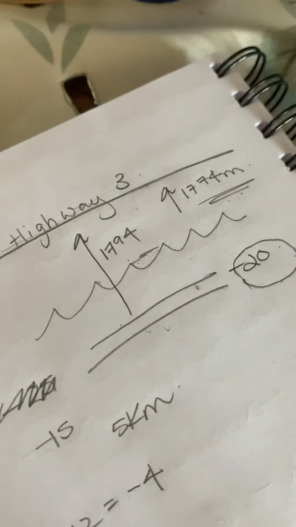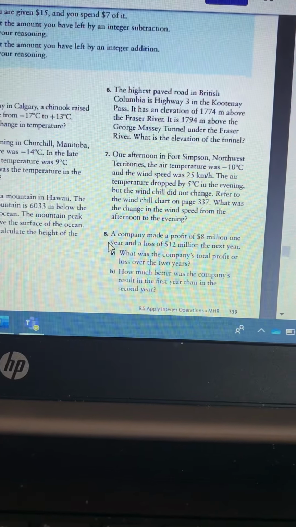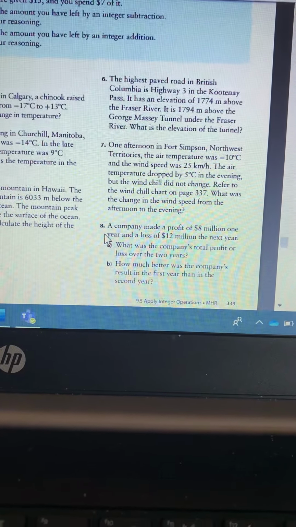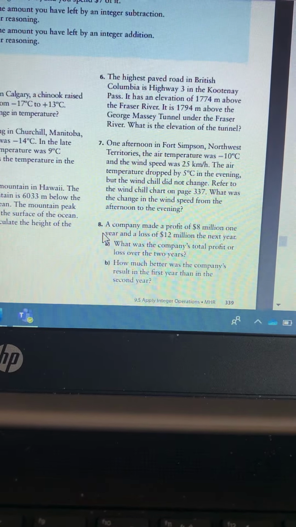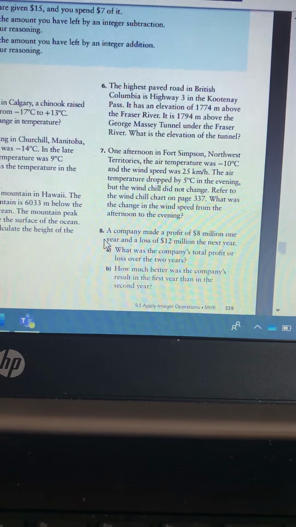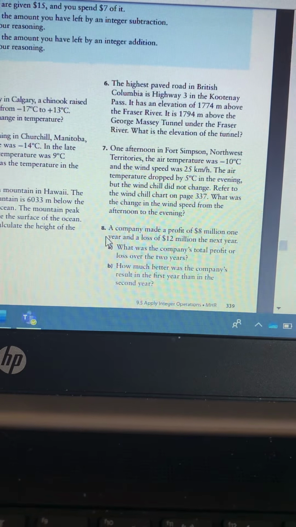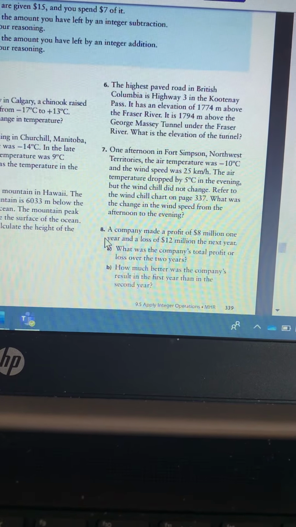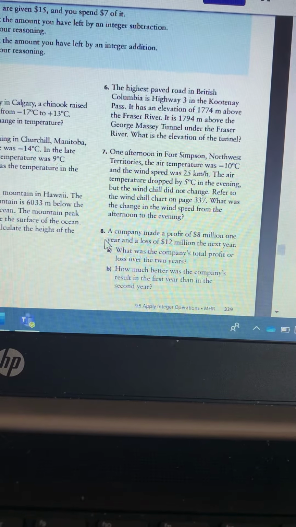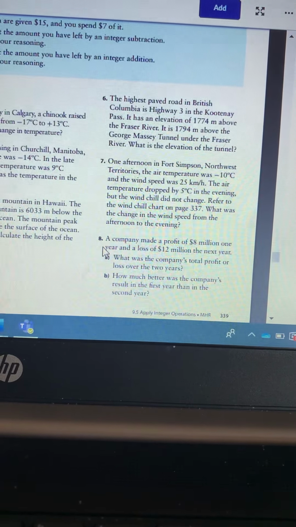Next we have question 7, which says, one afternoon in Fort Simpson, Northwest Territories, the air temperature was negative 10 and the wind speed was 25 kilometers an hour. The air temperature dropped by 5 degrees Celsius in the evening, but the wind chill did not change. What is the change in wind speed from the afternoon to the evening?